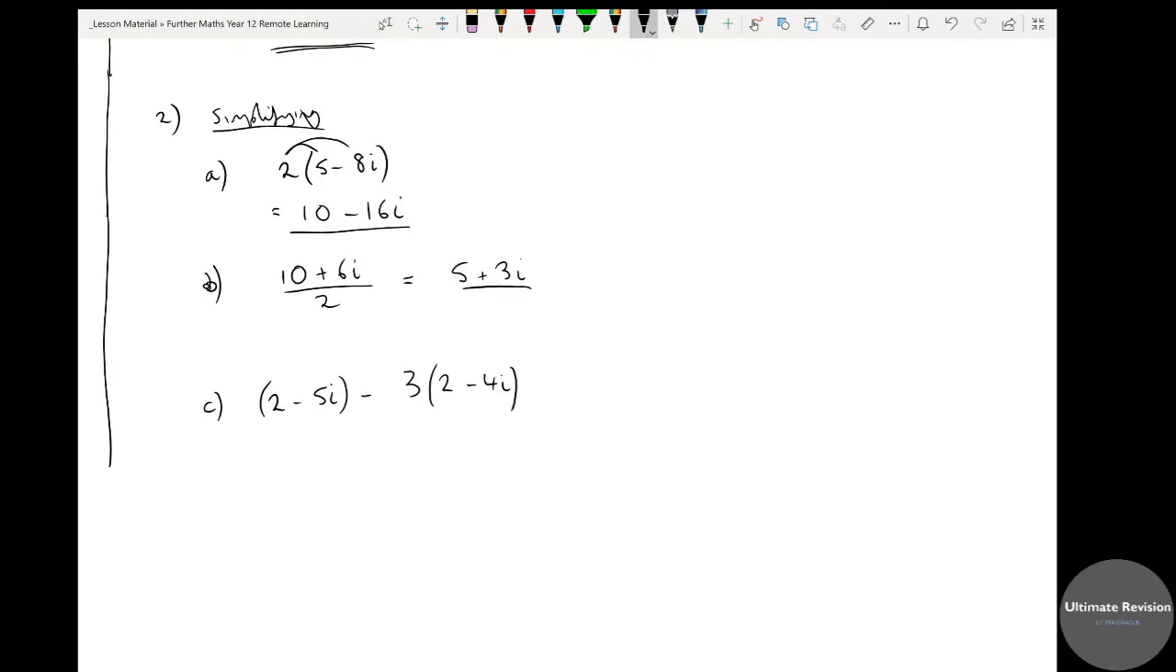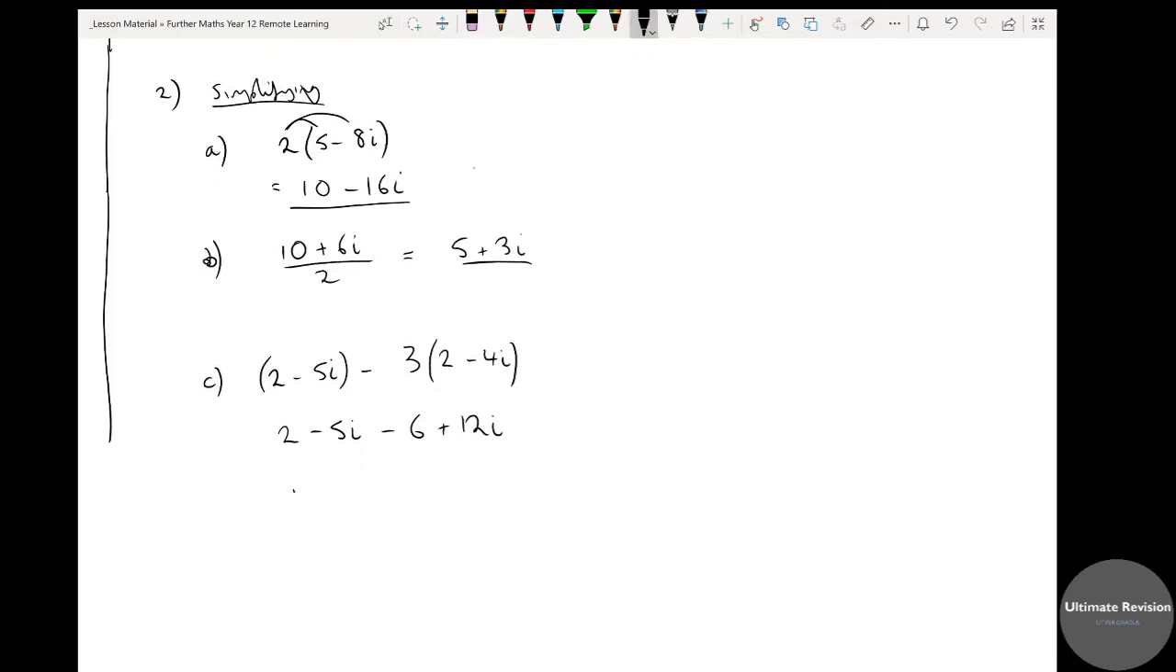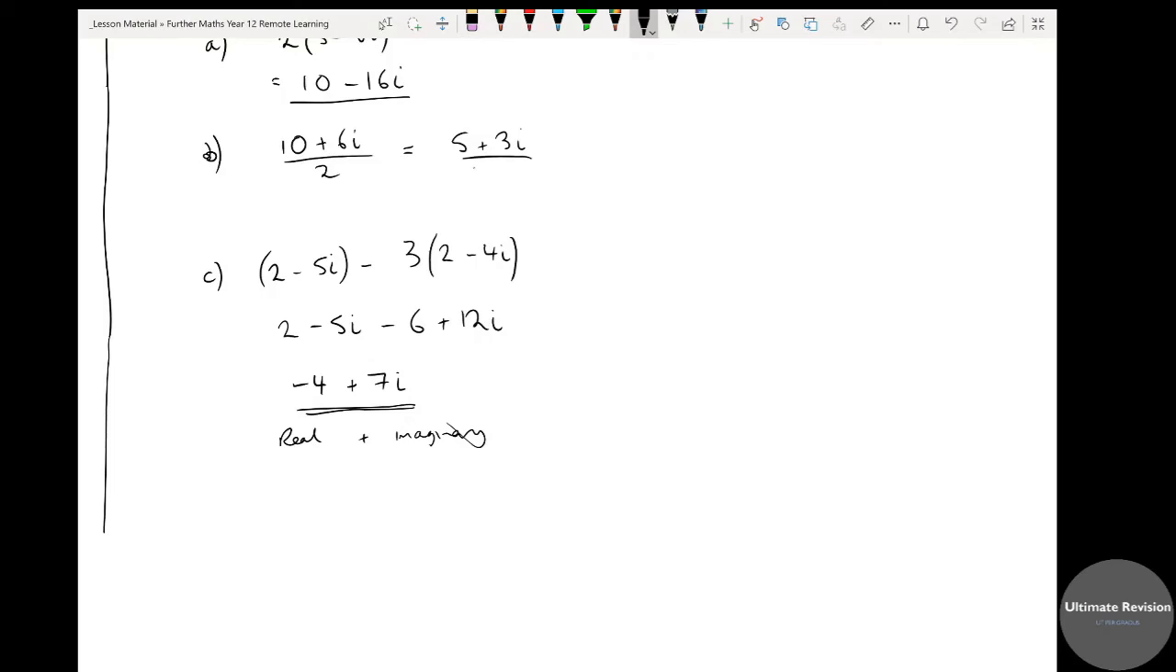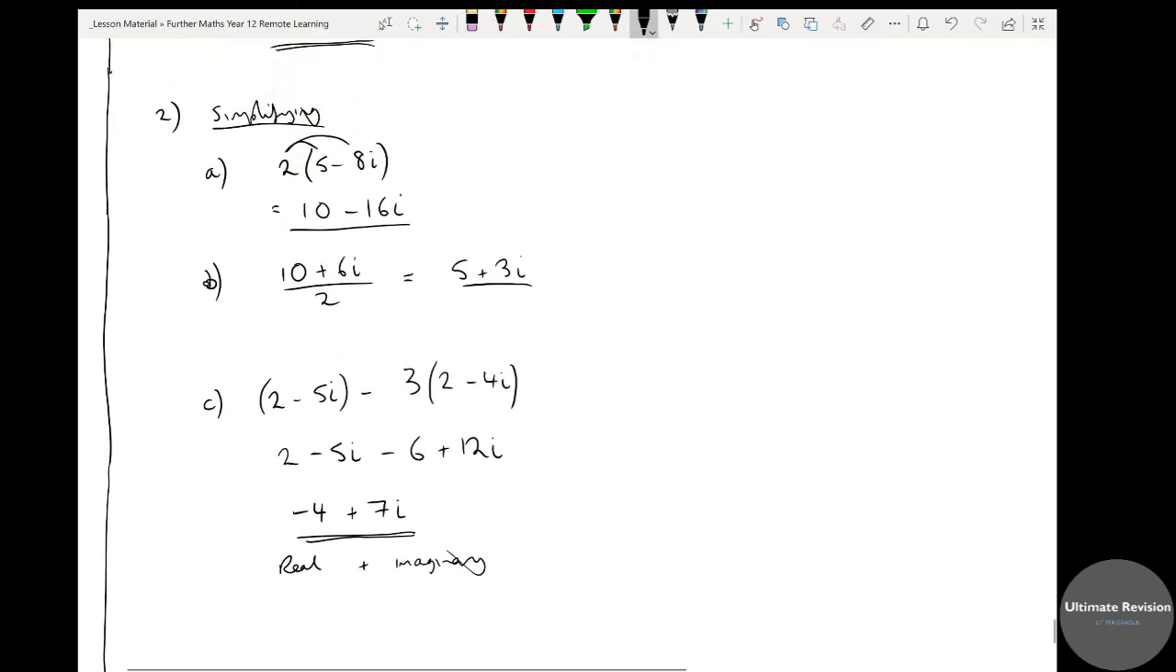This one here, again, not much different. 5 minus 2 minus 5i. I'm going to just multiply this out. Minus 6, and then be careful with the double negative. Plus 12i, and then I just group like terms. So I'm going to get minus 4 plus 7i. There you go. We tend to write it in this order. So it's generally real plus imaginary. Okay, that's just notation. We generally put the real part first and then the imaginary part second, so don't fall into that trap. Okay, so hopefully that's not too bad.